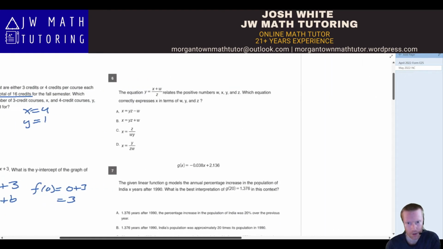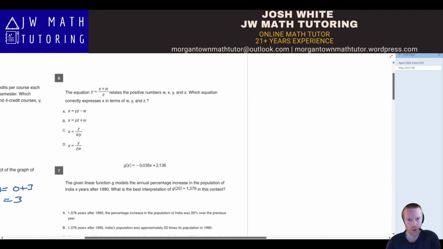Next up, we have problem number 6. Here we have an equation. Really, it's a formula that has multiple variables in it, and you're just rearranging this formula to solve for x. We've got y equals x plus w over z. Whenever you have fractions in an equation, a good way to get rid of them is by cross multiplying if possible. So if we do that first here, we're just going to get yz equals x plus w.